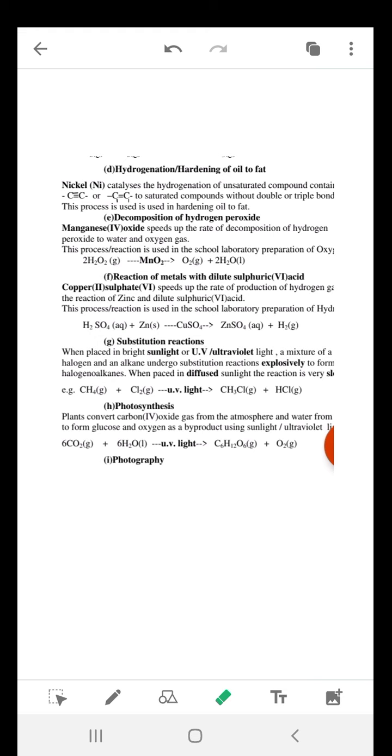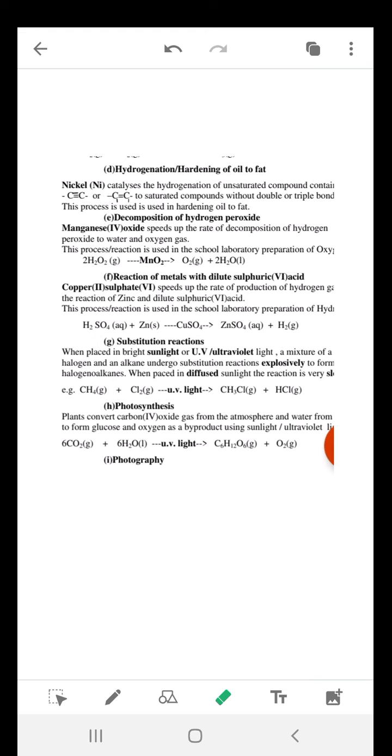Then some other catalyst reactions such as substitution reactions in organic chemistry. When placed in bright sunlight or ultraviolet light, a mixture of halogen and an alkane undergoes substitution reactions explosively to form halogenoalkanes. You remember, when placed in diffuse sunlight, the reaction is very slow. So it needs sunlight for it to make a lot of haloalkane.